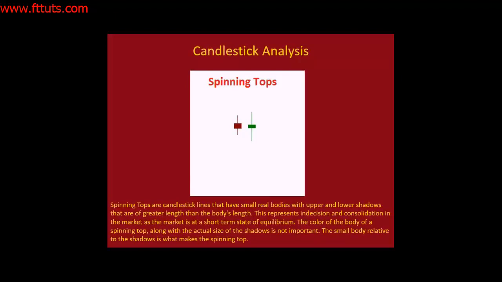Spinning tops are candlestick lines that have small real bodies with upper and lower shadows that are of greater length than the body's length. This represents indecision and consolidation in the market, as the market is at a short-term state of equilibrium. The color of the body of a spinning top, along with the actual size of the shadows, is not important. The small body relative to the shadow is what makes the spinning top.